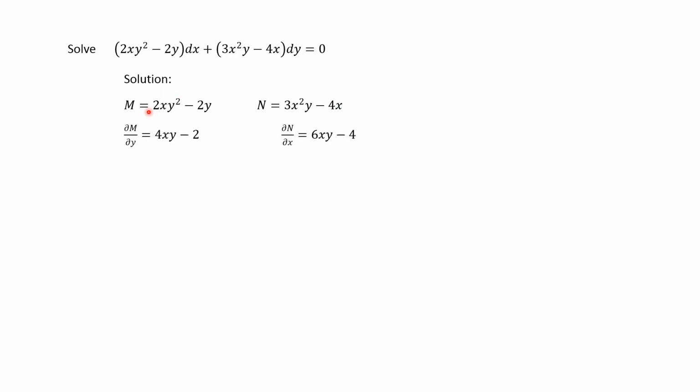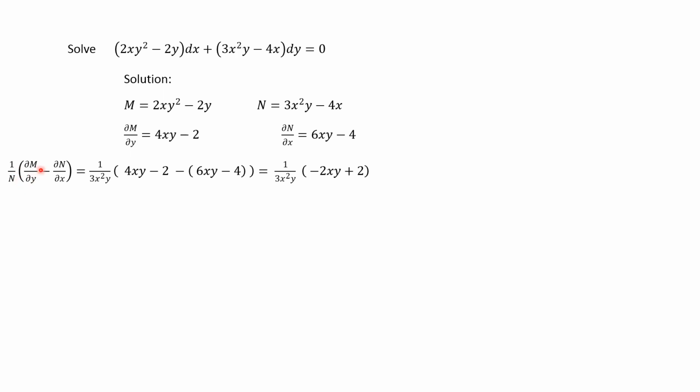Get the partial derivative of m with respect to y, treating x as a constant, so it becomes 4xy minus 2. Get the partial derivative of n with respect to x here, treating y as a constant, so you have 6xy minus 4. This is not exact, so we're going to use this formula. Let's check if this becomes a function of x only.